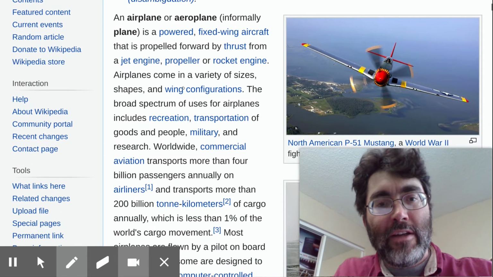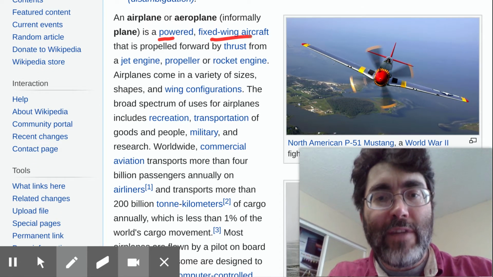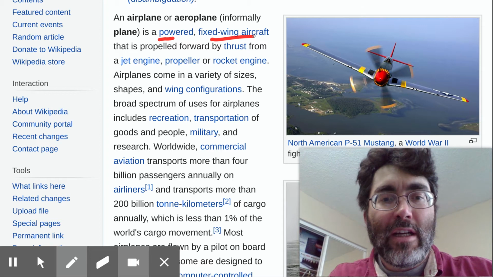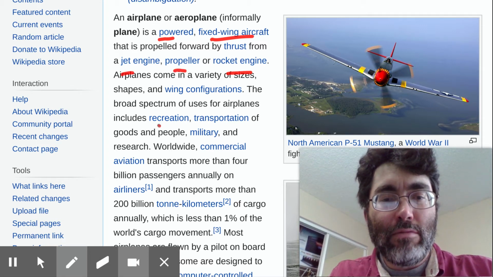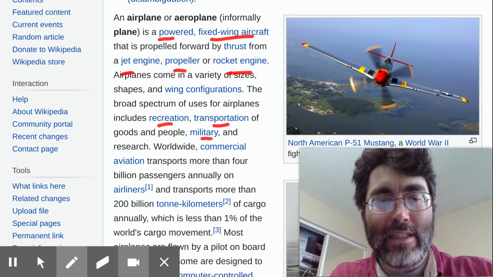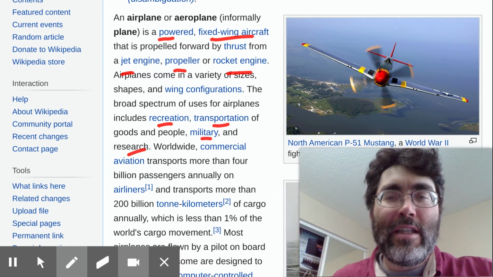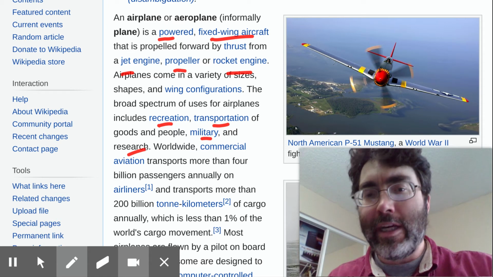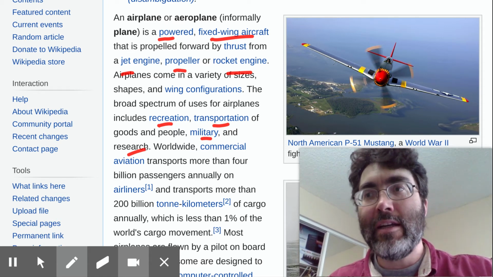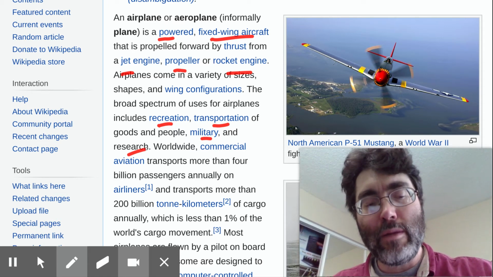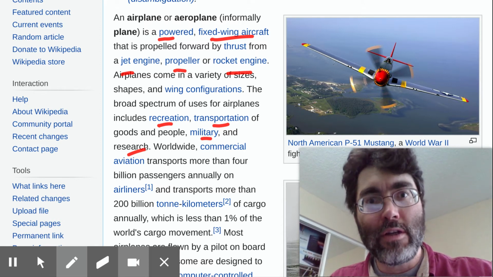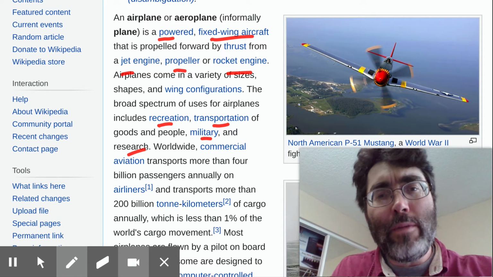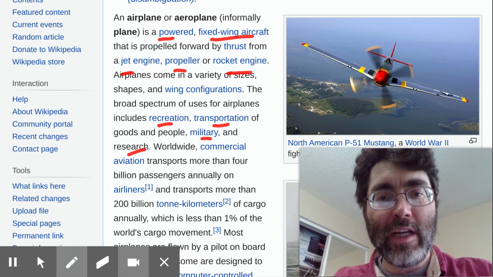We're talking powered, fixed wing aircraft, jet engines, propellers, rocket engines, recreation, transport, military, research. There are so many different applications for airplanes that if I was going to write a paper about them, I would need to first narrow it down to what I want to focus on. And this is where the opening paragraph of Wikipedia can be very helpful.